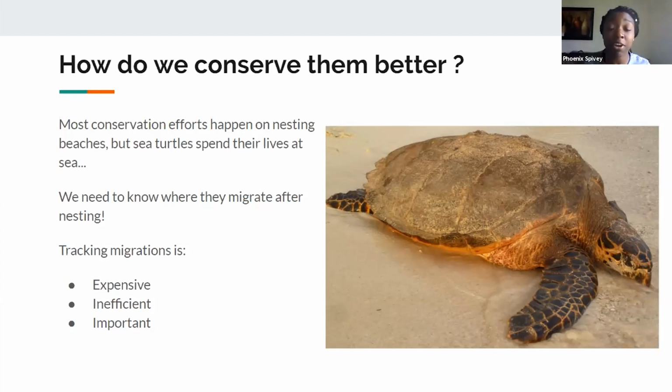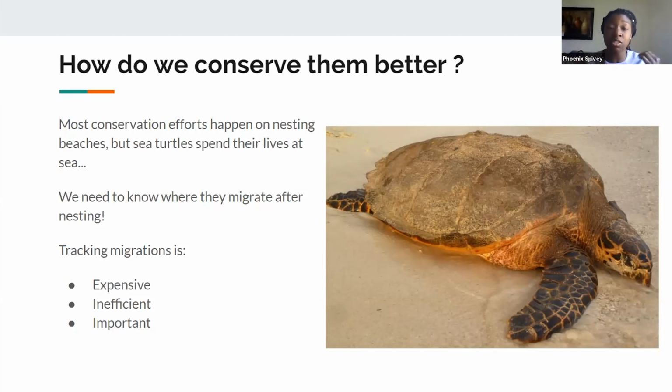But tracking migrations in itself is expensive. Satellite tools used to track turtles are often like $1,500 a pop. And because of how expensive it is, it also leads this effort to be inefficient. You get to sample fewer turtles, or track fewer turtles. But most of all, tracking migrations is important.